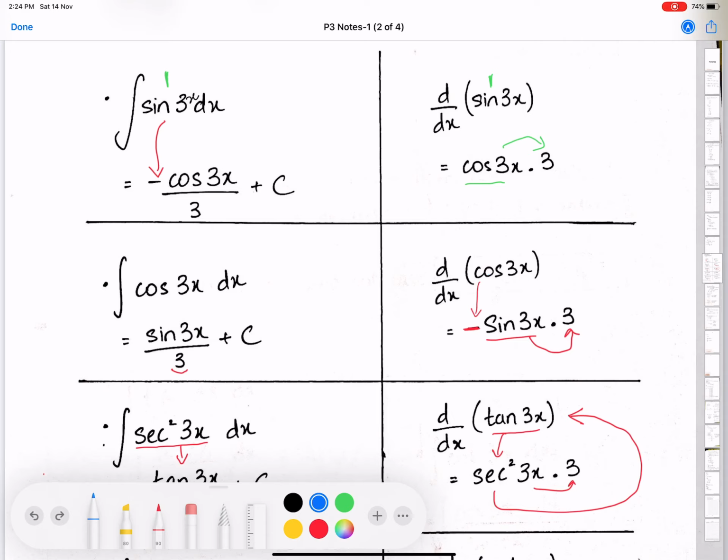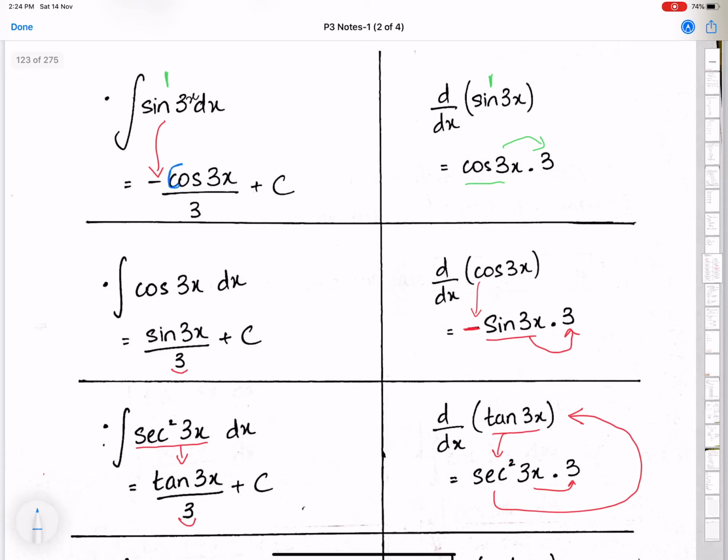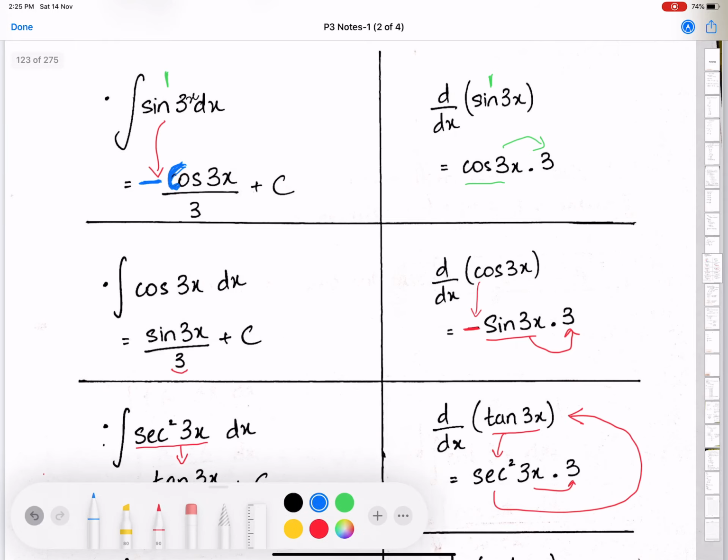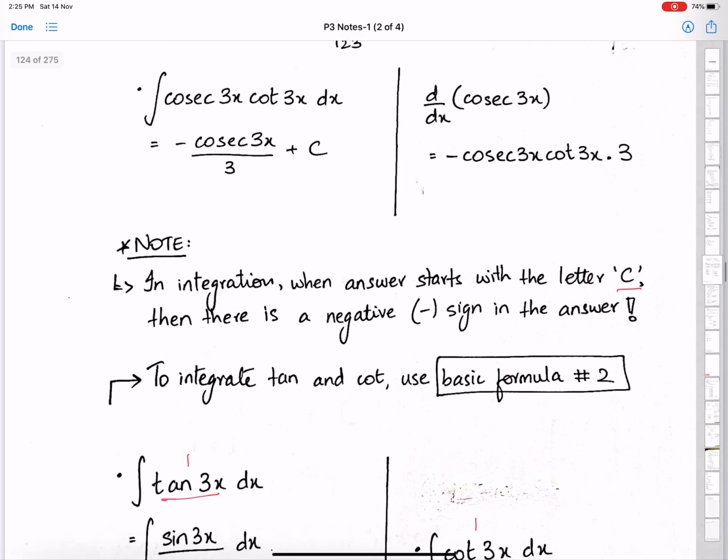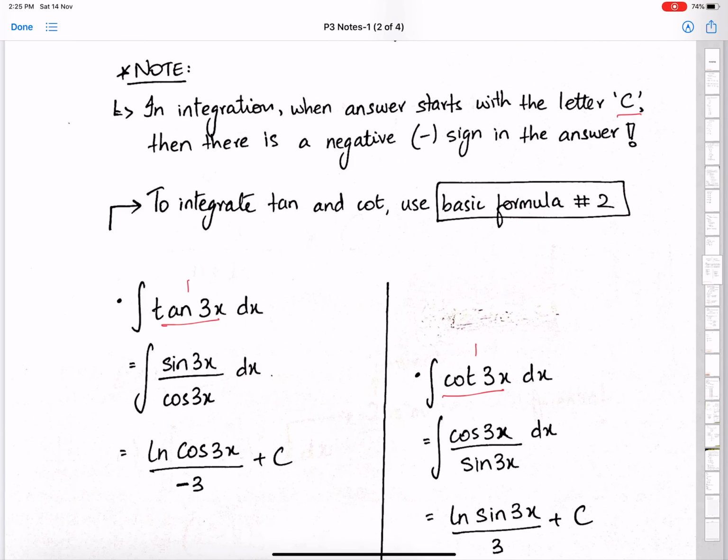In integration, if the answer starts with the letter C, then there is a negative sign in the answer. Let me repeat this. In integration, if the answer starts with the letter C, then there is a negative sign in the answer.